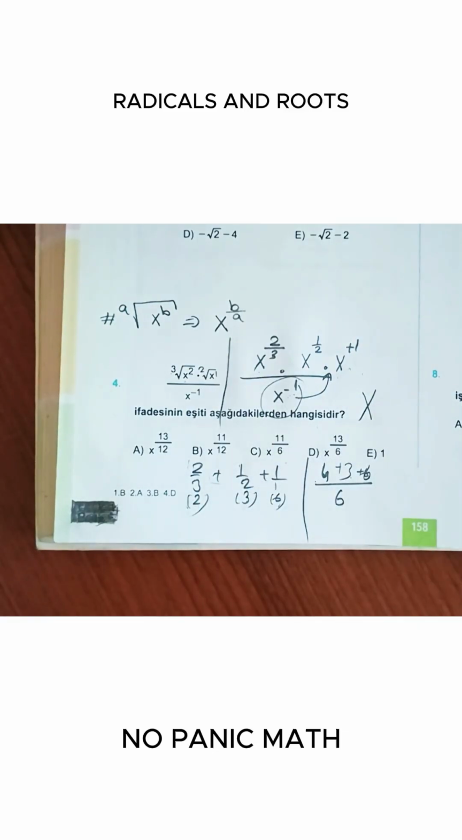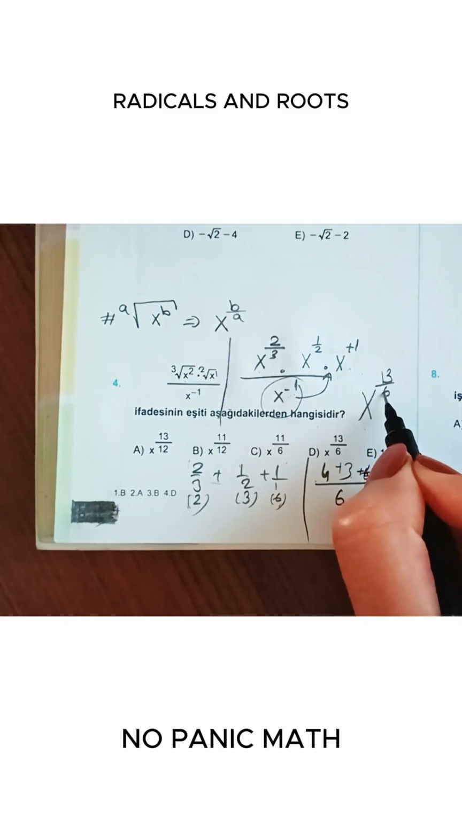So, what's our answer? Done? With a common base, it turns out to be 13 over 6. That's it.